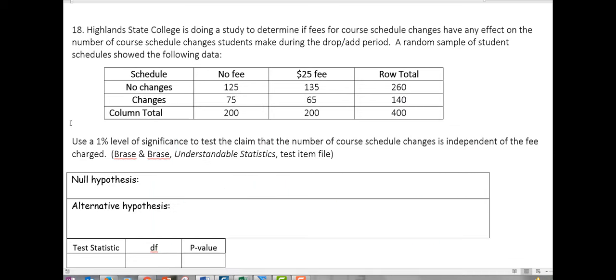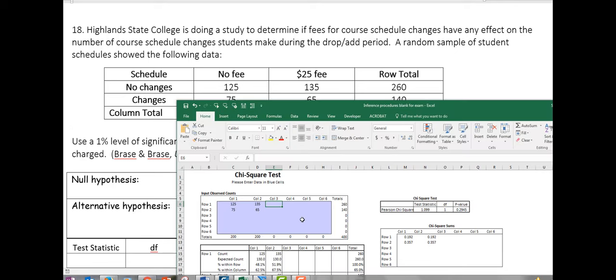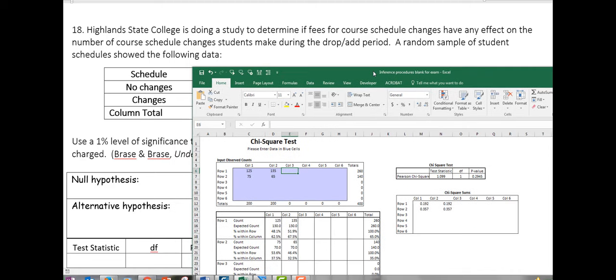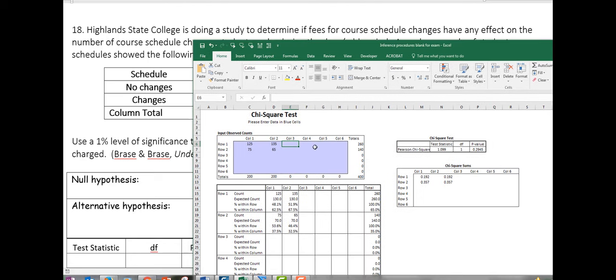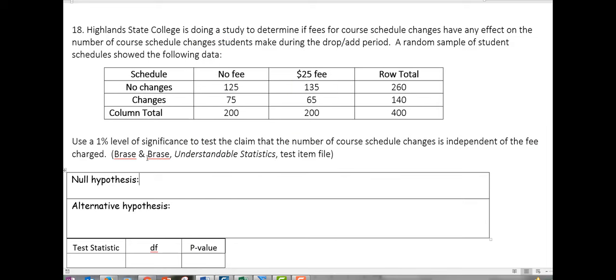Okay, so let's use a 1% level of significance. Okay, so normally we do the 5%. We don't actually have to change anything here. It's over here whether or not we get extended. It doesn't really matter because of the p-values, we'll get there. Okay, so you can see it right here. Test the claim that the number of course schedule changes is independent of the fee charged.